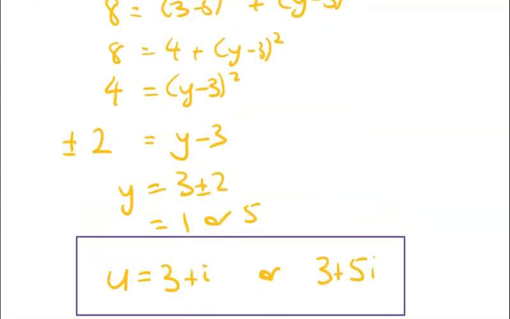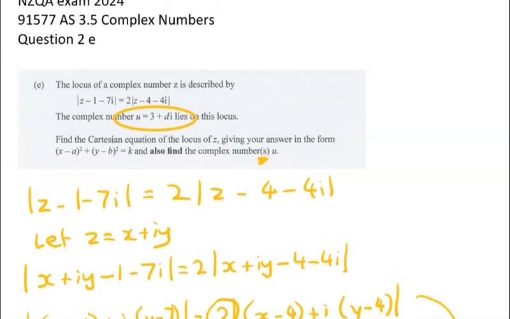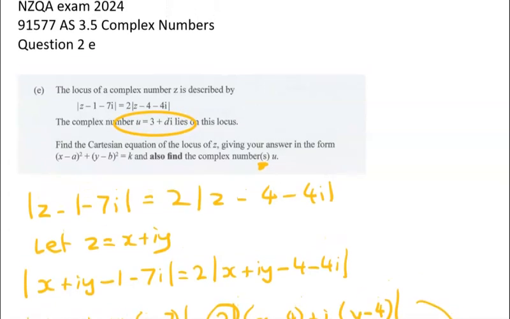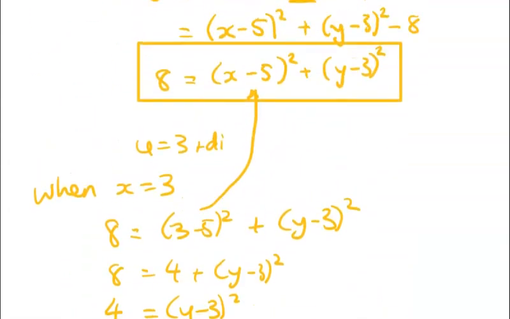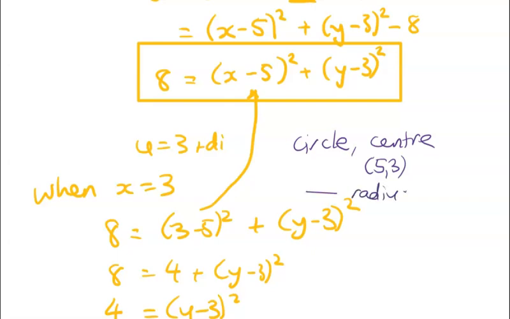I'm just trying to think, actually, before we finish, if we should say, oh, we just have to give the Cartesian equation of the locus. You know, whenever I do a locus question, I do like to actually say what shape we've found. So I'm just going to write that in. I'm pretty sure you won't need this for excellence, but there you go. So it's a circle with a center at 5, 3 and a radius of root 8 or 2 root 2.